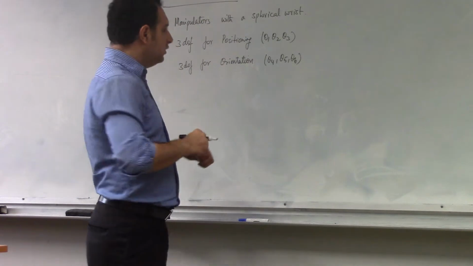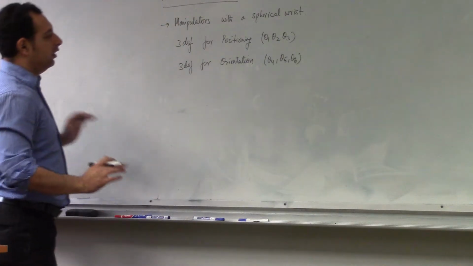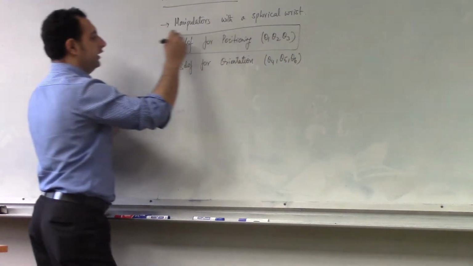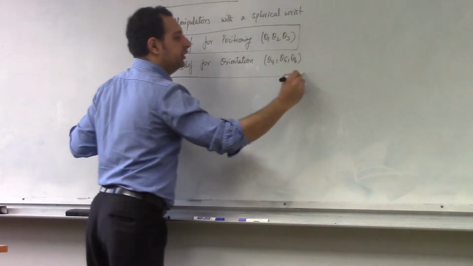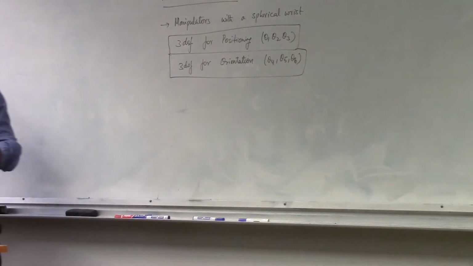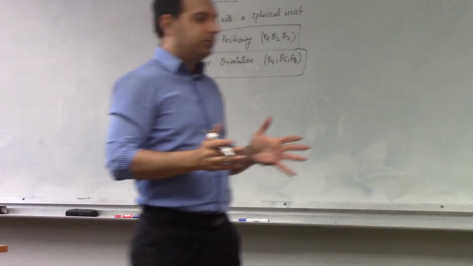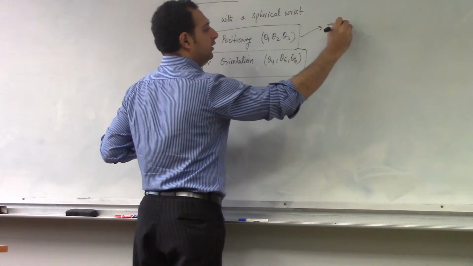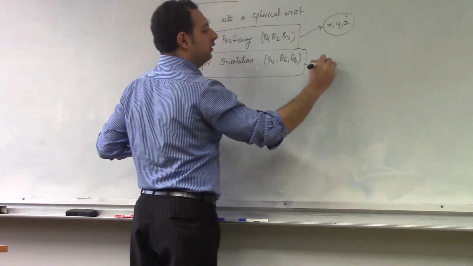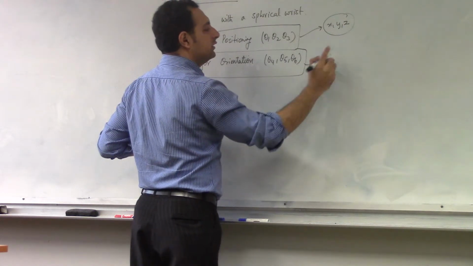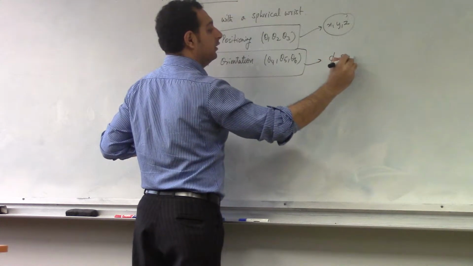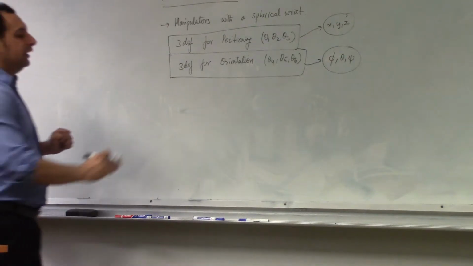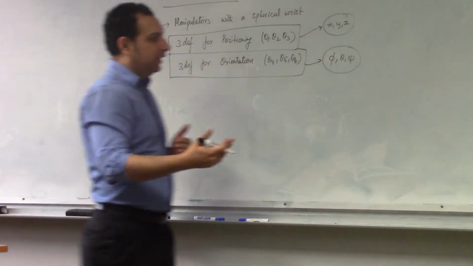Now, the reason we do this is because we'll assume the following. We'll assume that the first 3 degrees of freedom are responsible for positioning the arm, and the second three only change the orientation. Okay? Usually, this is true of industrial manipulators because these 3 will control the X, Y, Z. This will give you X, Y, Z. And this will control the phi, theta, and psi, the orientation.